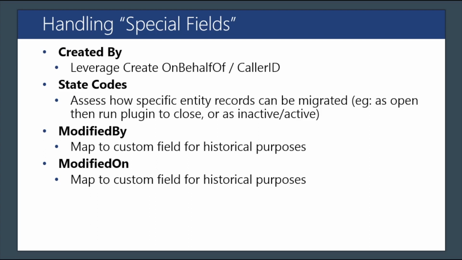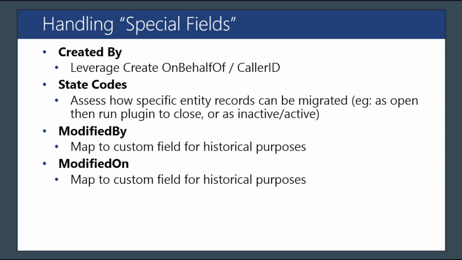Then some other ones to mention or to consider: the created by. Again, how do I create records as if I were user A, B, or C? That's to do with launching the requests and making use of caller ID and create on behalf of. So these are SDK parameters and things you should look at if you want to really migrate all the data as if it was created by the original creator in the original system and not just a service account.